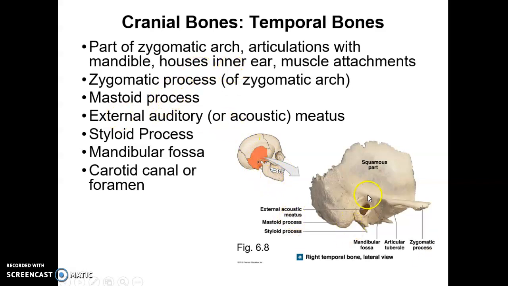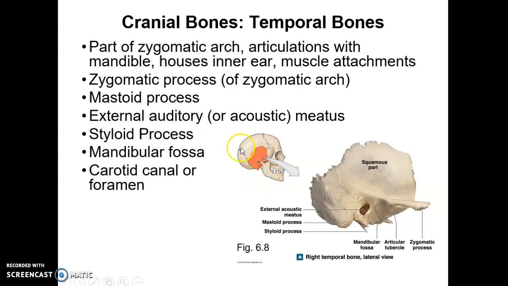It houses the inner ear in here, the structures for hearing, but also balance and equilibrium. Site for muscle attachments as well. So the zygomatic process I talked about. The mastoid process, which is what you see here, the kind of bony bump here. You can actually feel that if you put your thumb, fingers just right behind your ear. You can feel that bony protrusion sticking down inferiorly. That's the mastoid process. It has muscle attachments for some of the muscles that move towards the neck, throat, esophagus area.